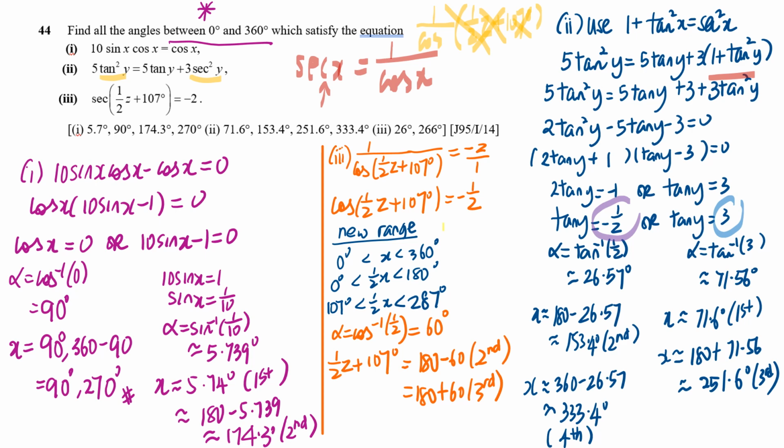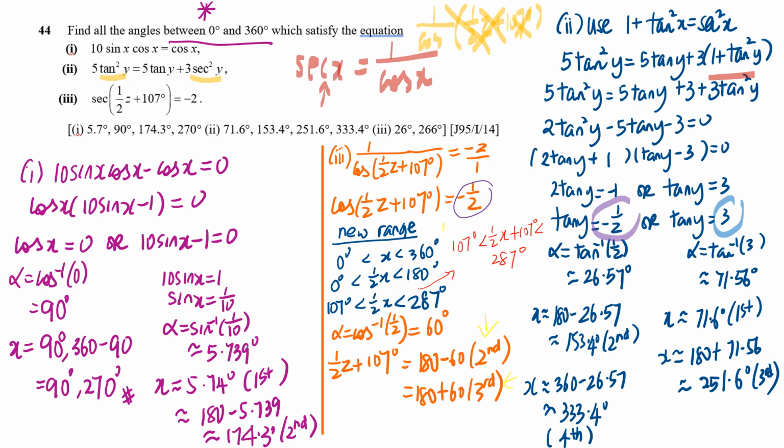Okay, this one, there's an error here. This one is 107 degrees less than half x plus 107 degrees. I forgot to add that. Just a minor one. Okay, so likewise, what do we do? Find alpha. Alpha will be cosine inverse half, which is 60 degrees. And then because we're talking about a negative answer, cosine negative will come from the second or the third quadrant. So I already indicated there for you. Second quadrant, which is just 180 minus alpha. Third quadrant is 180 plus alpha.